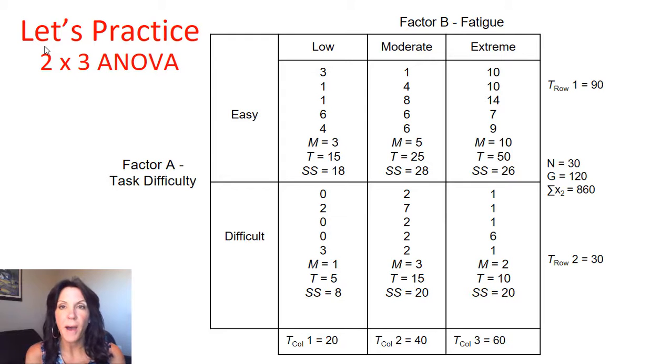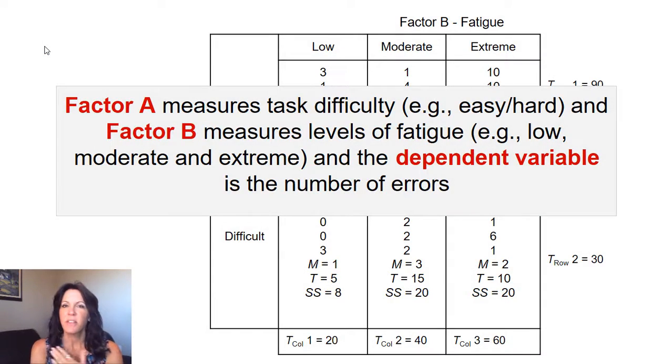We have a 2x3 Anova. Factor A is task difficulty, how hard something is to do. And factor B is fatigue, how tired somebody is. And the dependent variable is the number of errors somebody makes on, let's say, a test. So how hard something is is factor A, factor B is the level of fatigue, and the dependent variable is the number of errors.